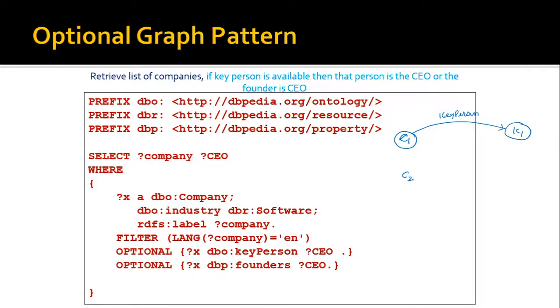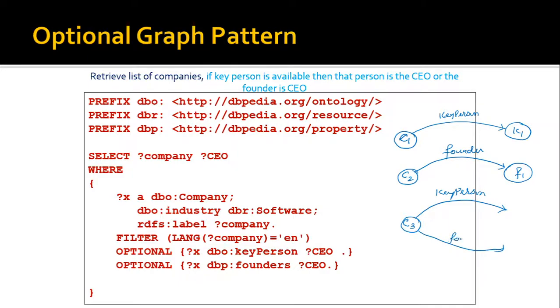And there is another company C2 who has a founder, to be say F1, right? And let us consider that there is another company C3 which has got both the entries, like say key person and say founder, right? And let us say this is say K2 and F2, right?